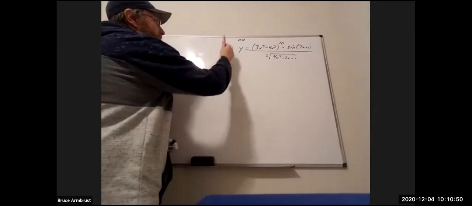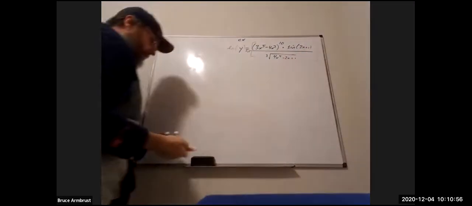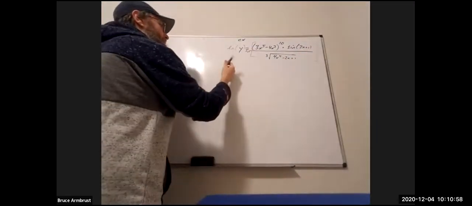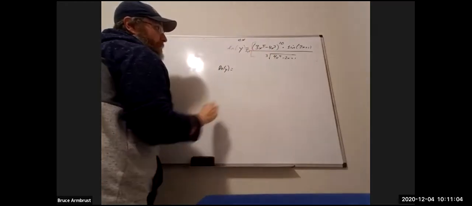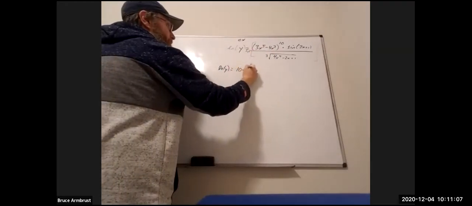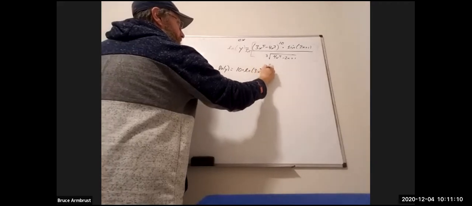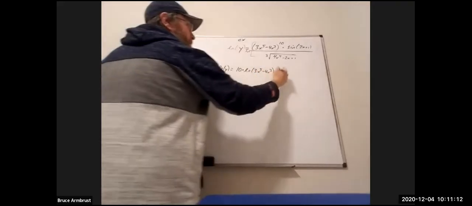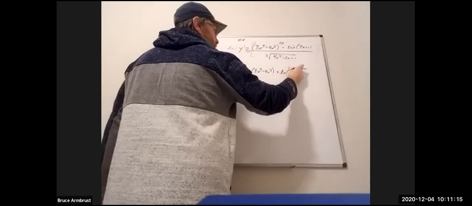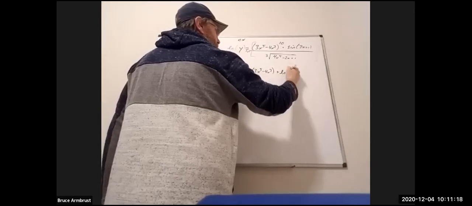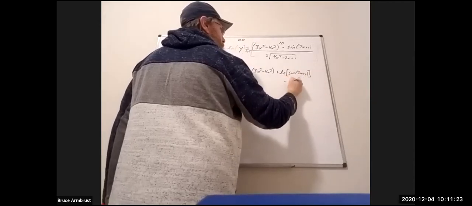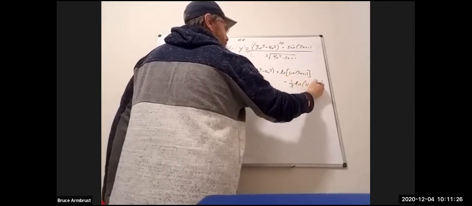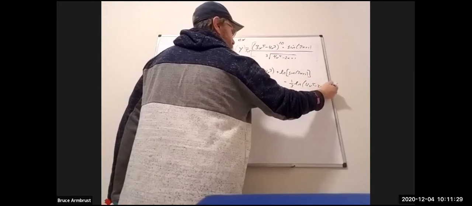Or we can take a natural log of both sides. If we do that, I can now expand this out. The one on the right, this is going to be 10 times the natural log of 3x to the 5th minus 4x cubed, plus the natural log of the sine of 3x plus 1, minus 1/3 the natural log of 4x to the 5th minus 2x plus 1.